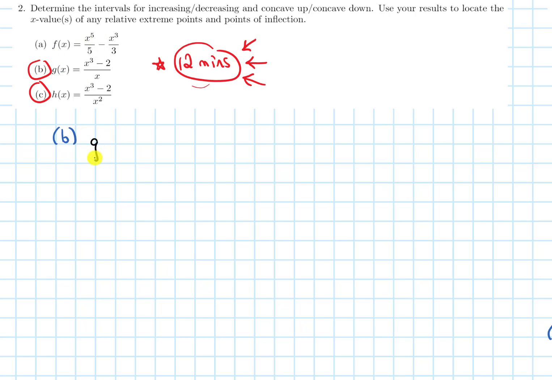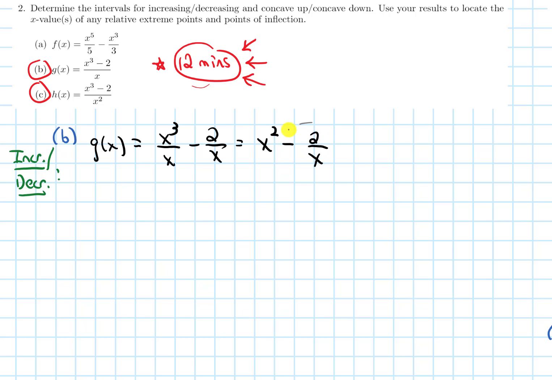So for g of x, let's start off with the increasing, decreasing part. All right, so I'll need to take a derivative and do a sign analysis, sign chart on the derivative. And I could do quotient rule right away, but it helps if I simplify this function first, because I can split this up as x cubed over x minus 2 over x, and that simplifies to x squared minus the 2 over x. For taking the derivative of that, it's helpful to rewrite this as minus 2x to the negative 1, because now when I do the derivative, it's easier.